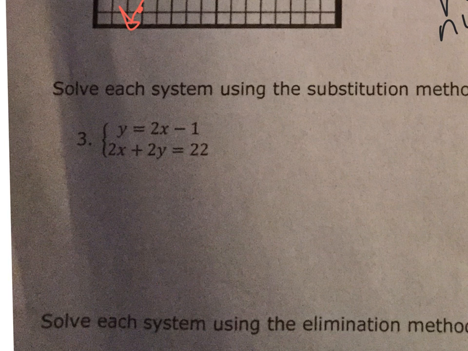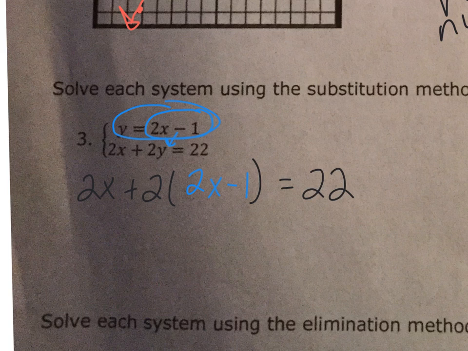Okay, solving by substitution. So basically, we're going to make sure one of these equations is solved in terms of one of the variables, so we can just substitute that into the other equation. And this first one, I already have solved for y. So I'm going to take this expression here and put it in for y there. So I'm going to have 2x plus 2 times, now I have y, but instead of y, I'm doing 2x minus 1. And then the rest of my equation equals 22.